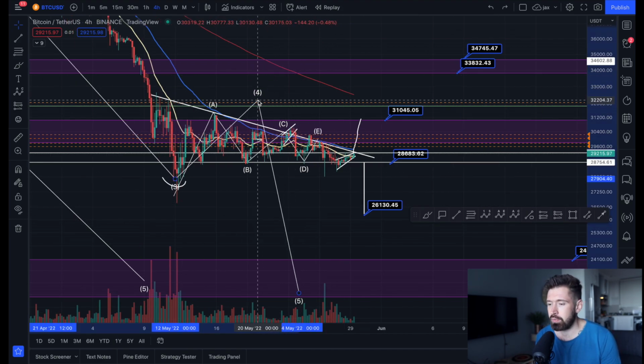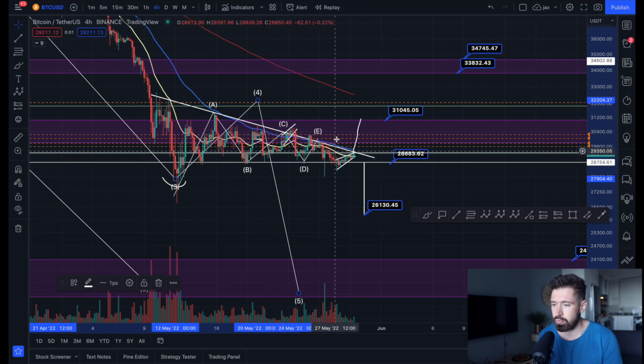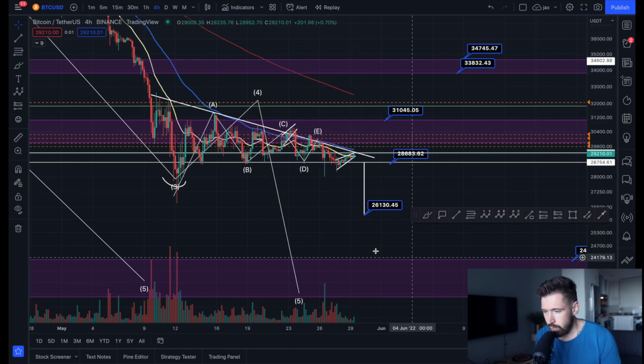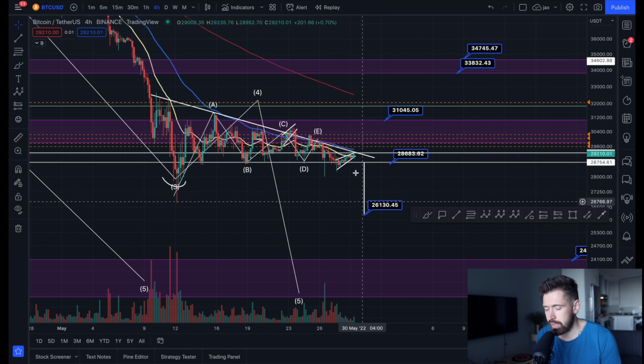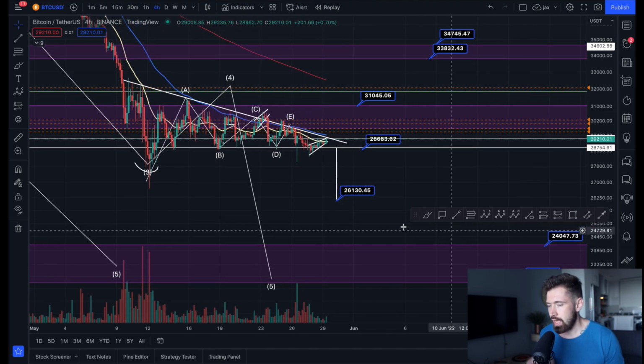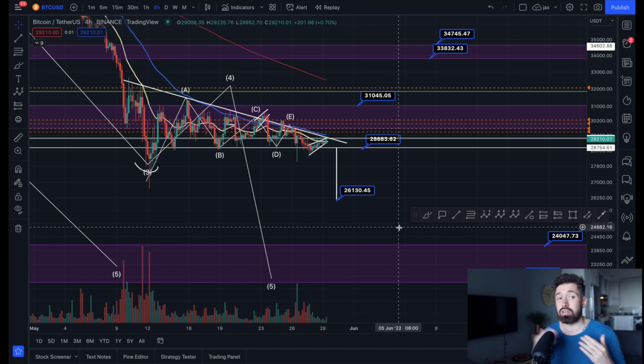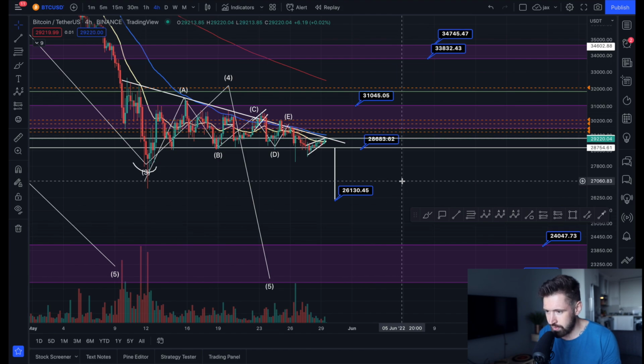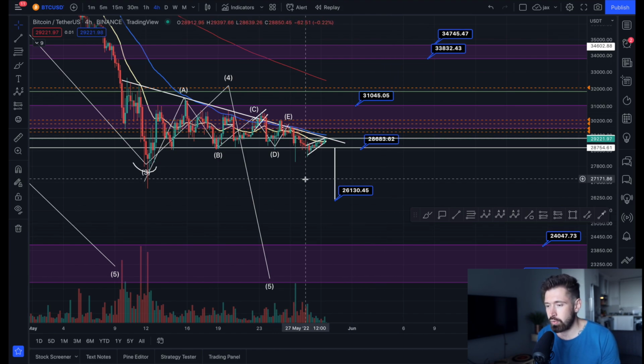We've completed this ABCDE structure. So if we were to break down here, it would confirm that we are going to start to break down and see that final wave down quite possibly to 22 to 24K, as 22K does line up with the 200-week moving average. I know it's quite a bit to take in. Of course, it is theory based, so take it with a grain of salt. But as of right now, we are in this descending triangle.